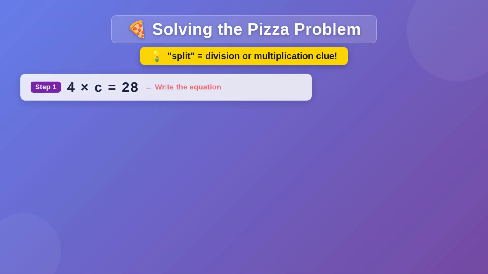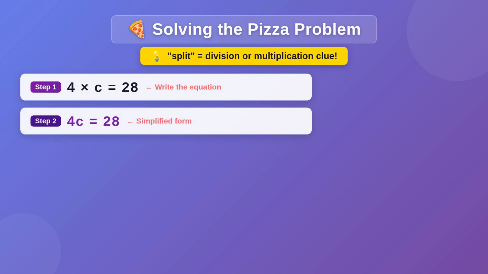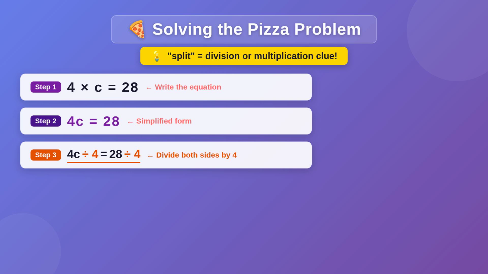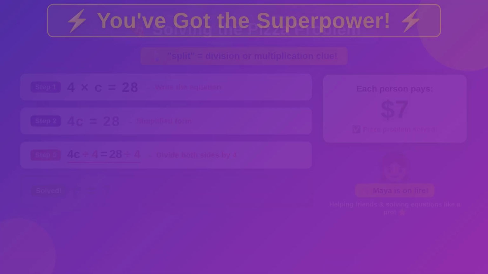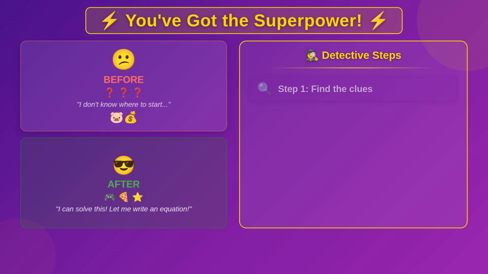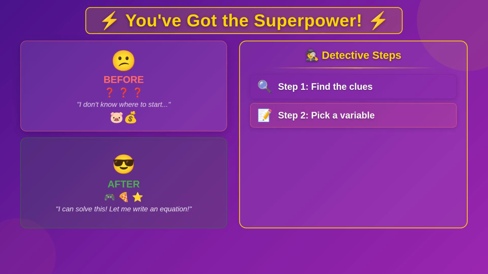What kind of equation would we write for splitting something? When you see the word split, that's a huge clue for division or multiplication. We can write this 2 ways. We can say the total number of people, 4, times the cost per person, C, equals the total price, 28. So 4C equals 28. To solve for C, we just do the opposite of multiplying by 4, and we divide both sides by 4. 28 divided by 4 is 7, so C equals $7. Each person pays $7. Look at Maya go. She's solving problems for all her friends now.